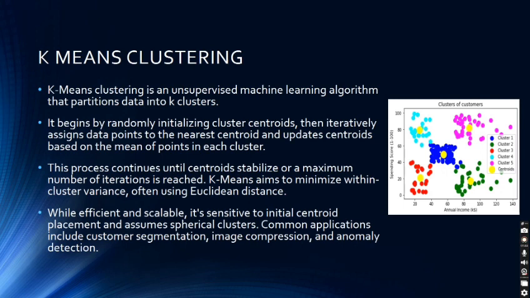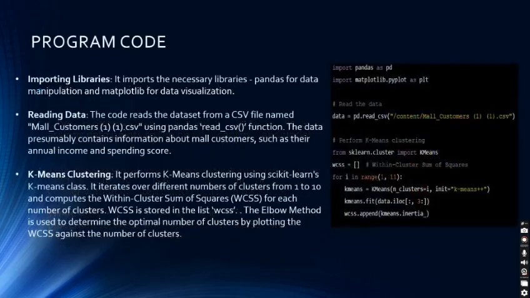K-means aims to minimize within-cluster variance, often using Euclidean distance. While efficient and scalable, it's sensitive to initial centroid placement and assumes spherical clusters. Common applications include customer segmentation, image compression, and anomaly detection. Program code.